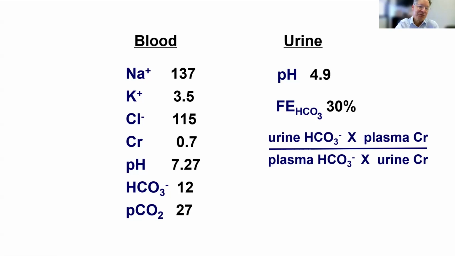And for bicarbonate, it should be like 0.2 or 0.3%. Almost all the bicarbonate that's going through the glomerular filters is reabsorbed. So the amount excreted compared to what's coming through in a normal person is extremely low. You never see a number like this.